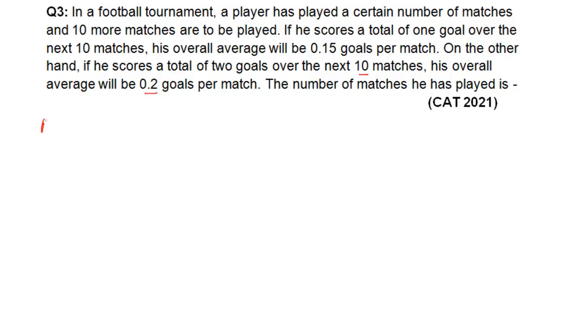Okay, so matches played is given as a certain number of matches he has played. So say x matches he has played, and to be played, I am writing here, is 10, right? Now it is given that if he scores 1 goal, then the average is this, and if he scores 2 goals, then the average will be 0.2. So we will apply this in the average formula.